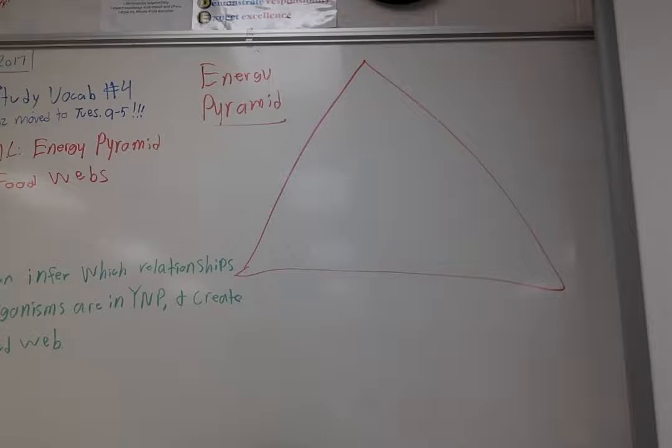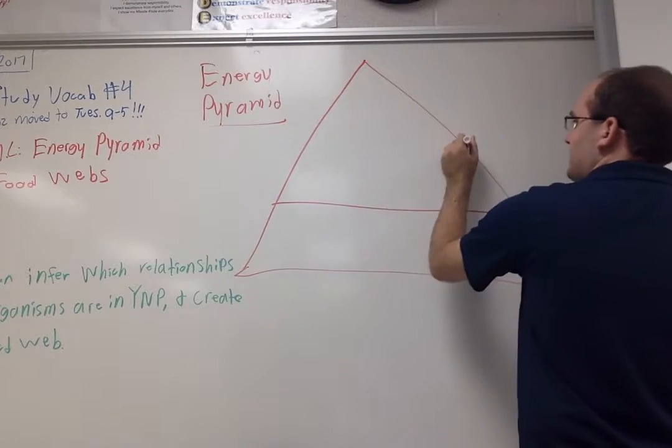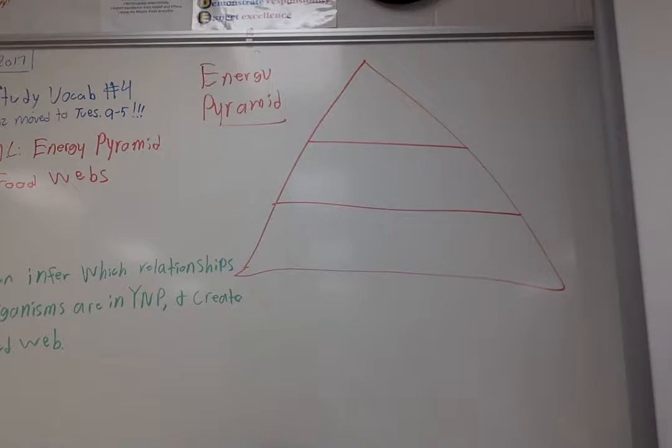So big triangle, call it energy pyramid. Once you have that triangle created, make 3 levels in it, just like this. So call it energy pyramid. We have 3 levels in our triangle now. Thumbs up if you're ready to move on.